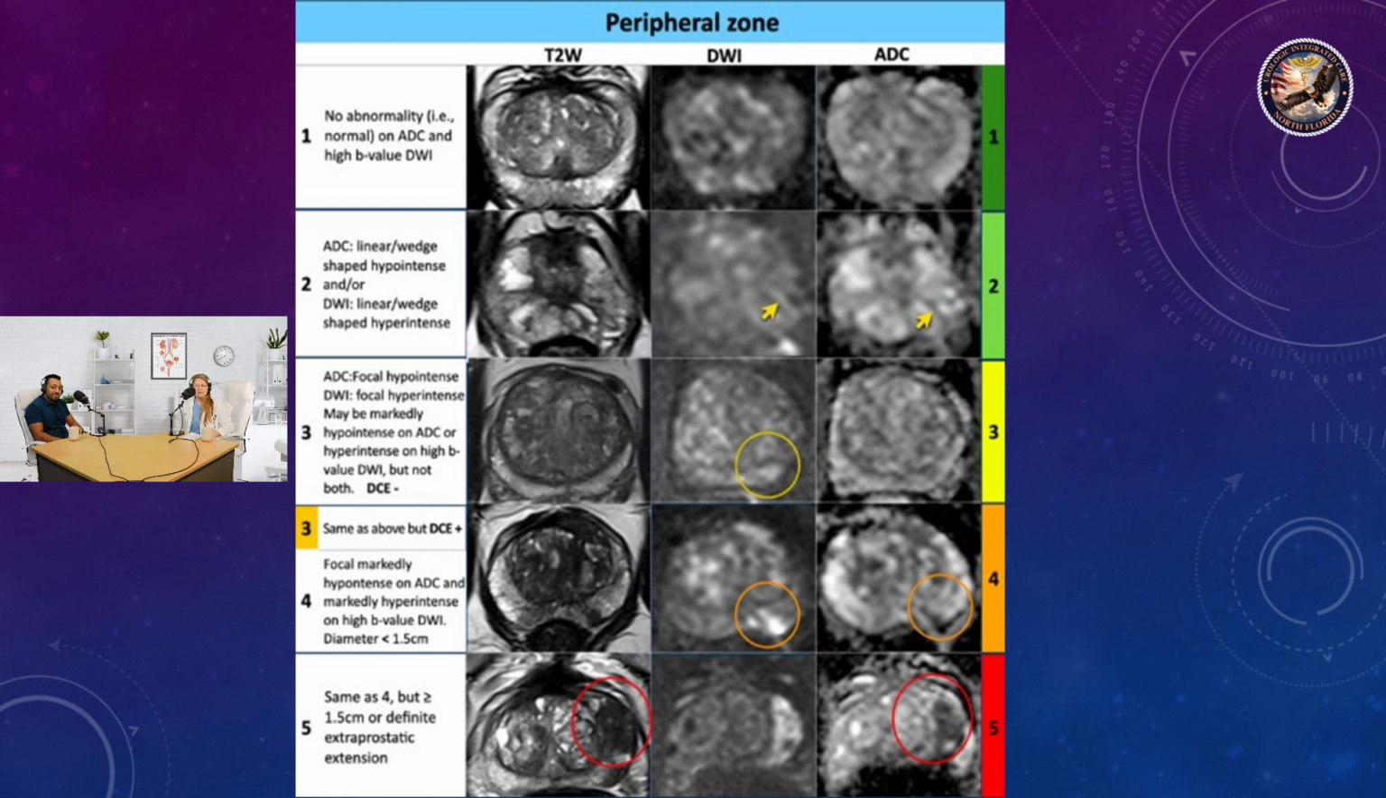Okay, so this is peripheral. We're going to go over the PI-RADS reading score on the peripheral zone first, and then we'll go over the transitional zone. As you can see, this is how the score goes from 1 to 5. And of course, I think most urologists are familiar with PI-RADS reading and know that PI-RADS 1 and 2 are deemed likely benign, PI-RADS 3 is questionable, and PI-RADS 4 and 5 is mainly cancer.